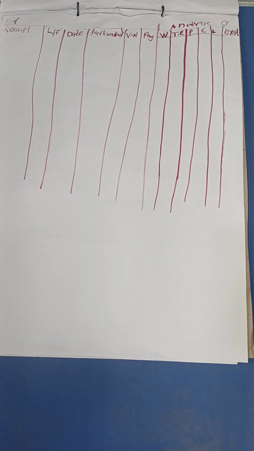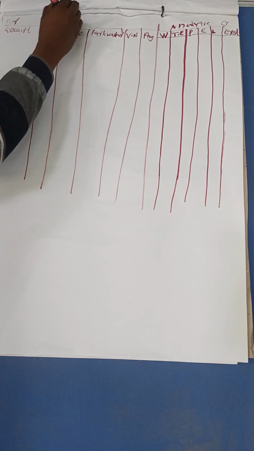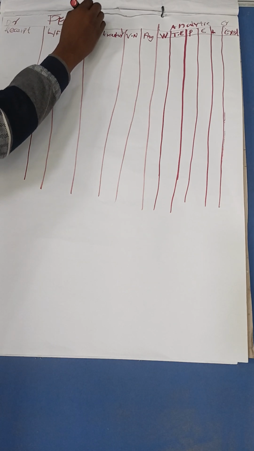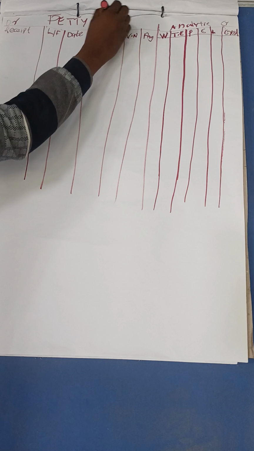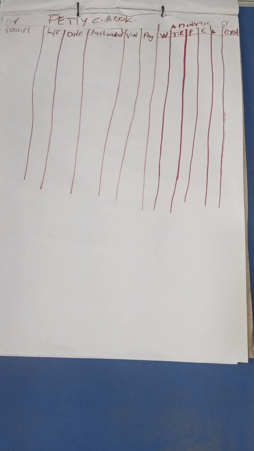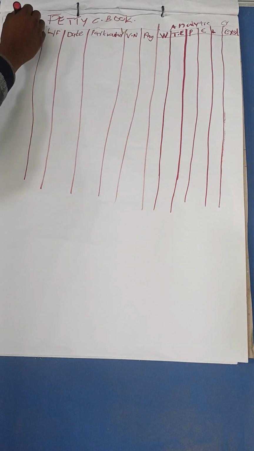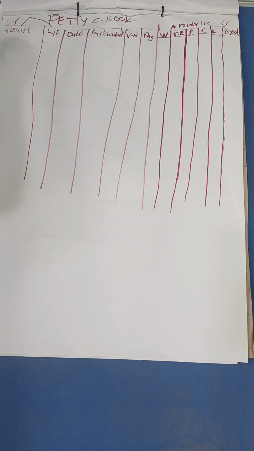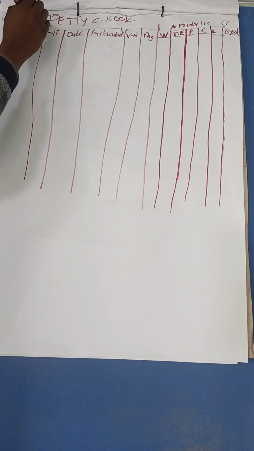Now someone is asking me, this is the format for what? So you can write here petty cash book. Petty cash book. Maybe someone can ask me, where is the DR and CR for this book? DR and CR, let's say from receipt to ledger folio, that is what we call DR.